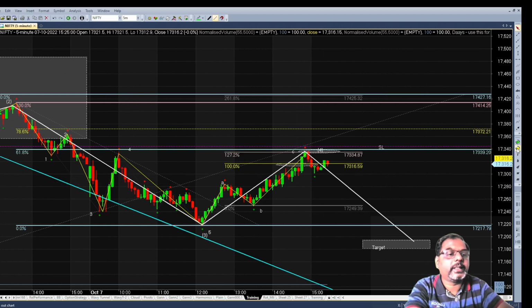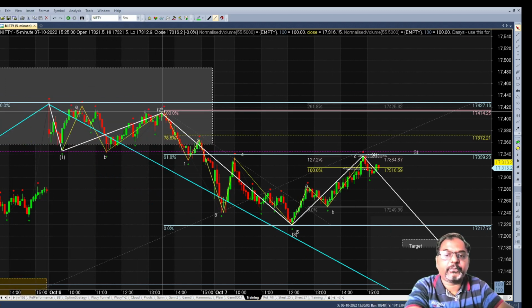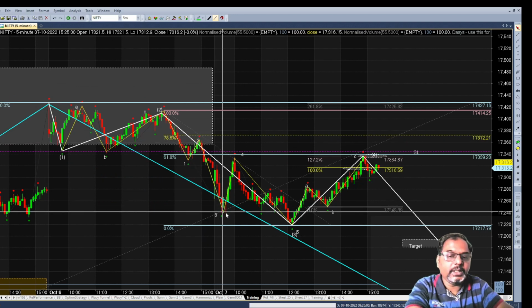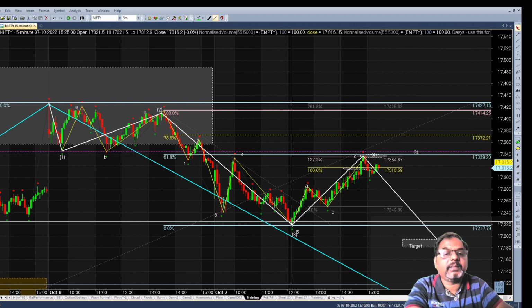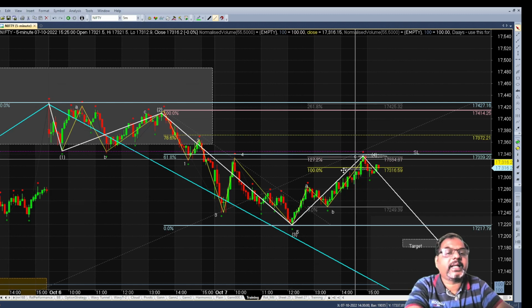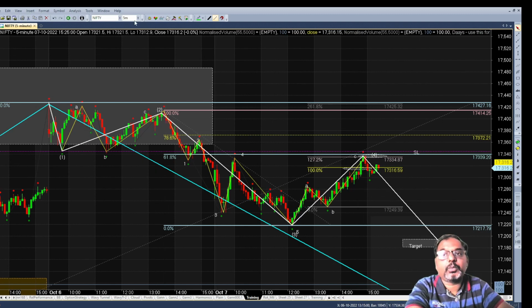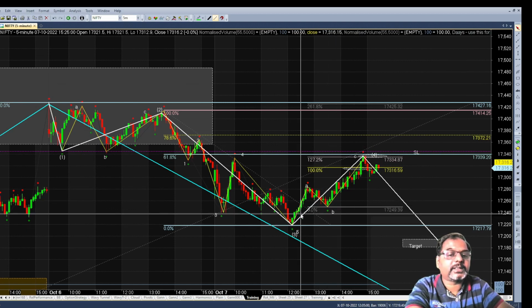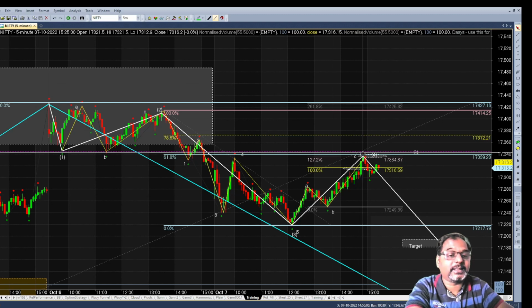And how did this help me? I knew that there is an impulse which is 1, 2, 3, 4, and then 5. And after this impulse, there is a corrective wave, which is an A, B, and a C. And we are talking about a 5 minutes chart. This C wave is exactly 127% of the A wave. We talked about the killer wave. That is what this C wave is.